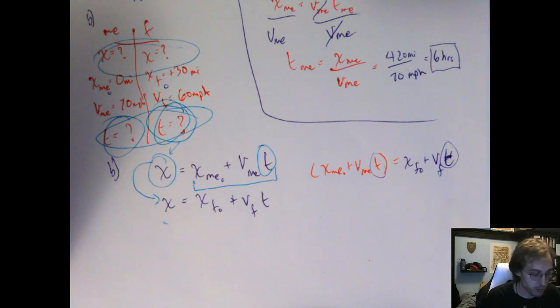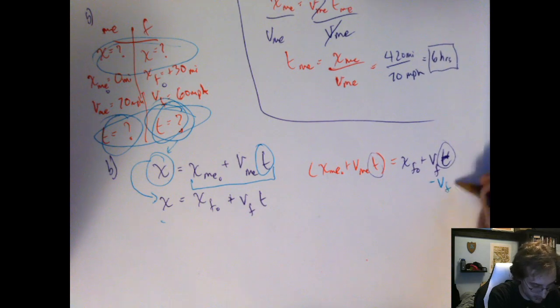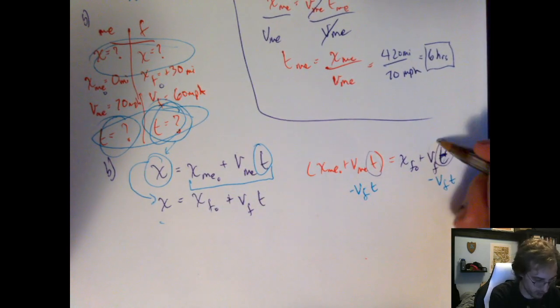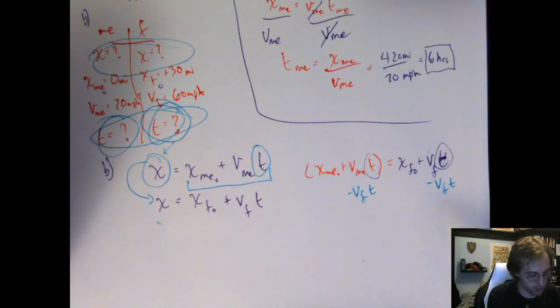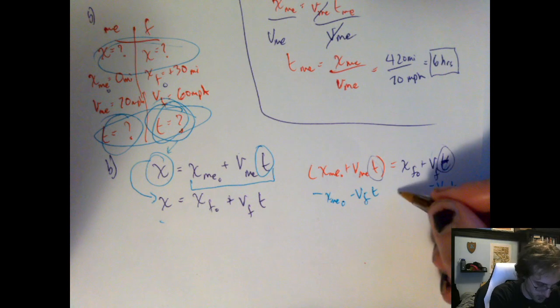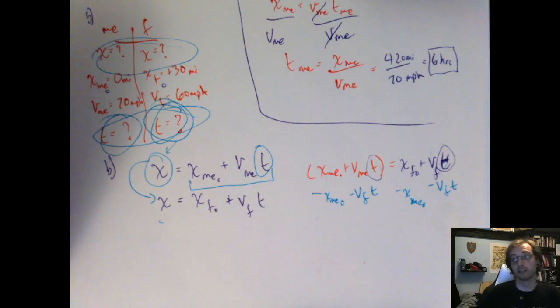So to do that, we need to move everything with a time on it to the same side as each other and everything without a time to a different side. I'm going to move all the times to the left so that when I solve, stuff's on the left. So I'm going to subtract VF times T from both sides. That brings this time over to the left. And I'm also going to subtract my initial position, because that'll get rid of my initial position from the left, because I only want things that have a time multiplier divided by them.